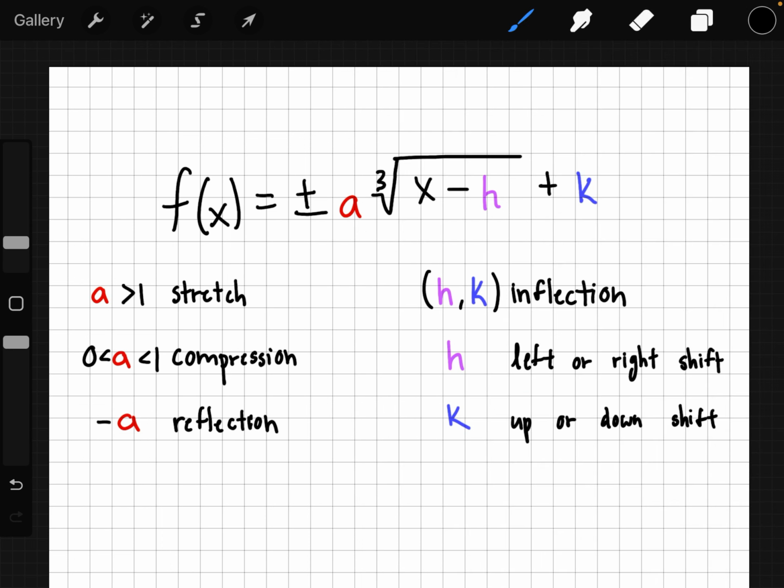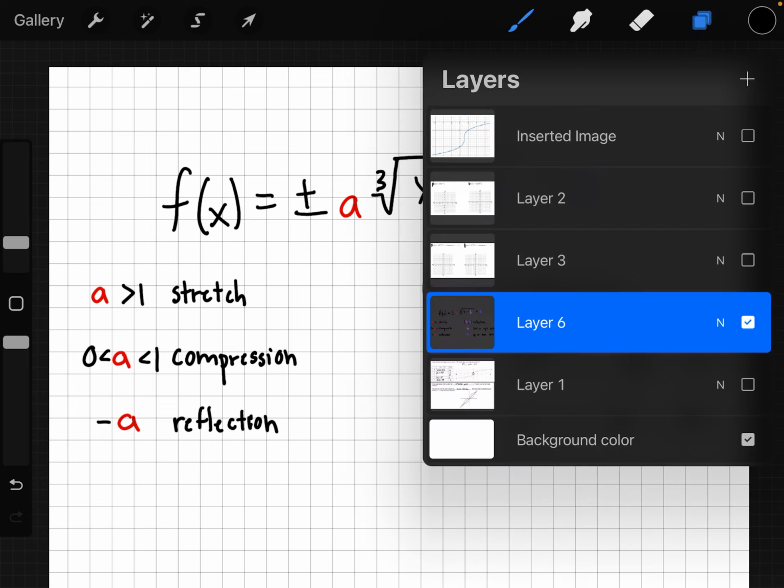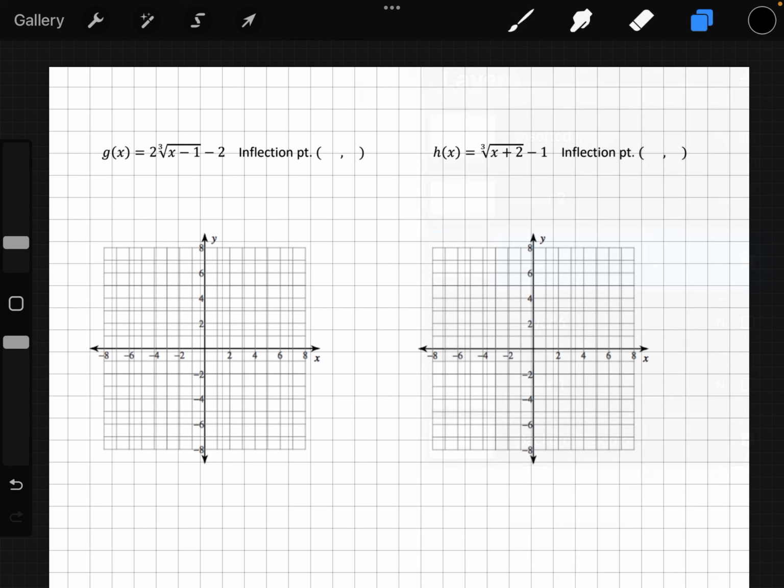So here's the general form of a cubic root function. F of x is equal to plus or minus a times the cubic root of x minus h, plus k. When a is greater than 1, there's a stretch. When it's greater than 0 but less than 1, there's a compression. And if there's a negative sign, it'll be reflected. H and k will be the inflection point.